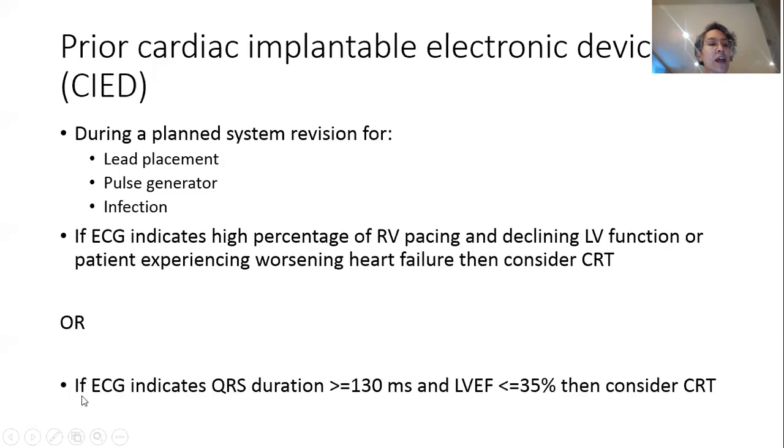Okay, or sorry, if ECG indicates a QRS duration that's greater than or equal to 130 milliseconds as before, and on echo you're seeing a left ventricular ejection fraction of less than or equal to 35%, then we'll also consider CRT. But again, this is opportunity. This is someone who already has a cardiac electronic device implanted, and we're going in anyways because there's some sort of need and plan for a revision. And that's when you'll take a good look at the patient and see whether or not there's any heart failure going on that's symptomatic enough, and are they declining, that they would benefit from CRT.